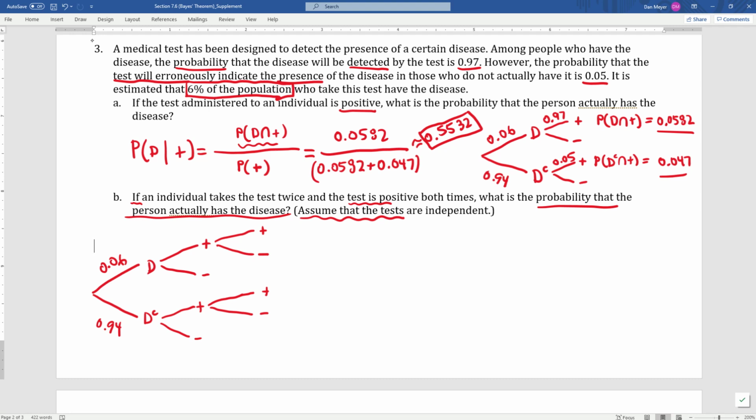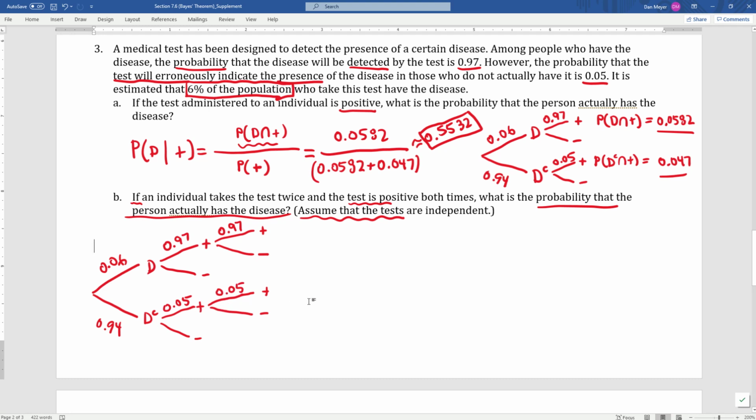So there's a 97% chance that the diseased person gets a positive result on the first test and as well on a second test. 97% chance that they'll get a positive result on the second test. For the person who doesn't have the disease, there's a 5% chance that they get a false positive result in the first round and the same chance in the second round. That's what it means for these to be independent.